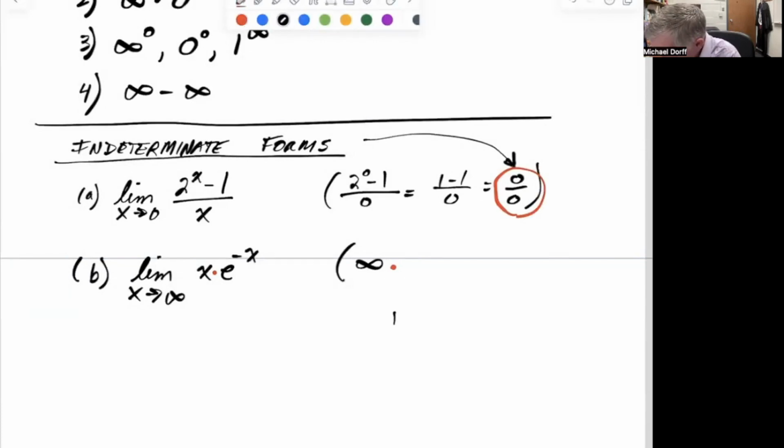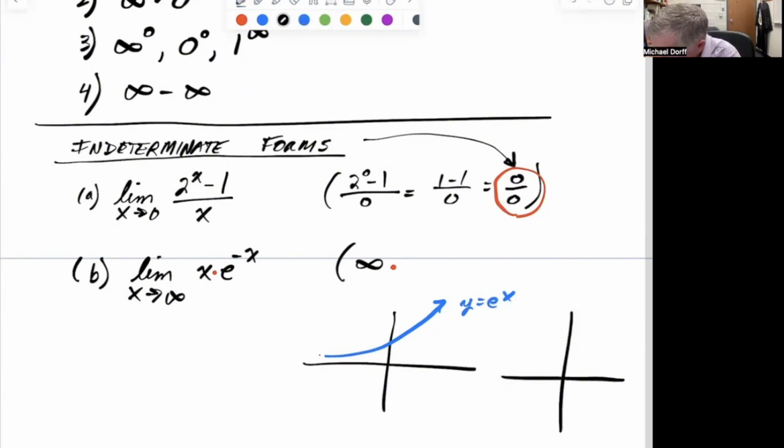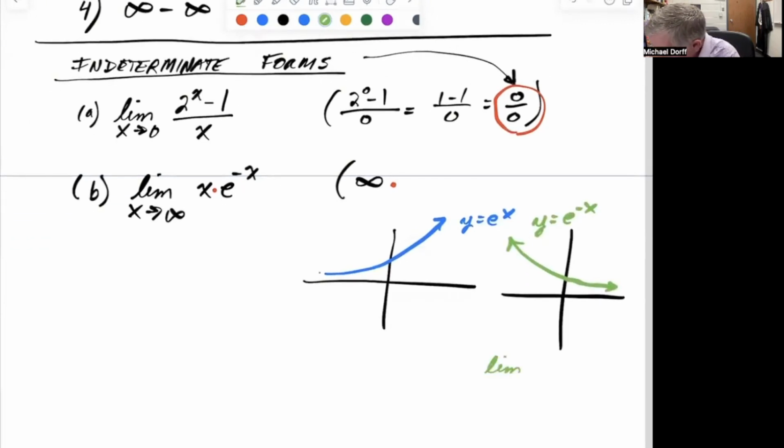Well, remember, if I have my graph here, this will be the graph of e to the x. Y equals e to the x looks like this. The graph of y equals negative e to the x looks like this. That's the graph of y equals e to the negative x. And in this case, what's the limit as x goes to infinity of e to the negative x? Well, it's getting closer and closer to 0. So that limit is going to equal 0.